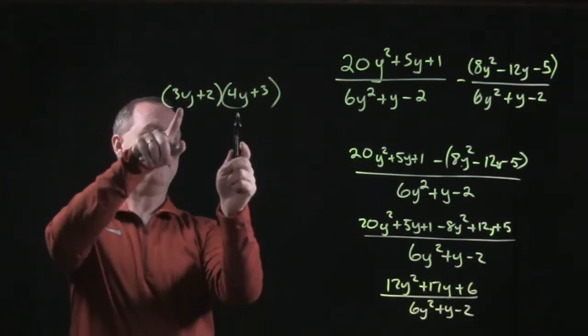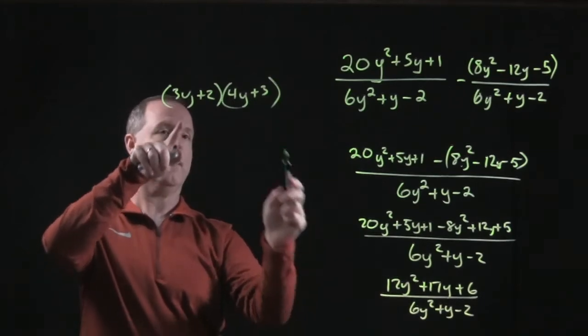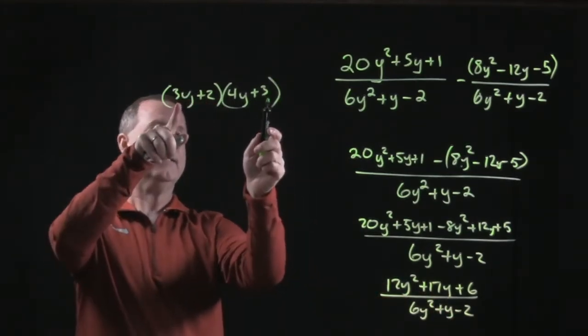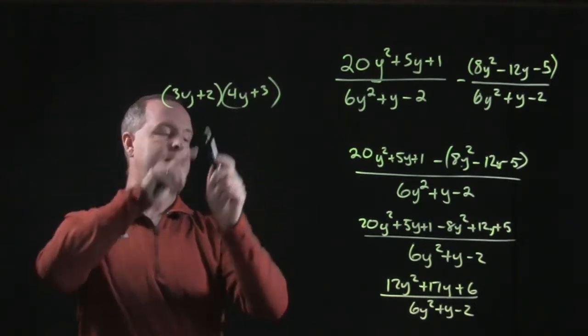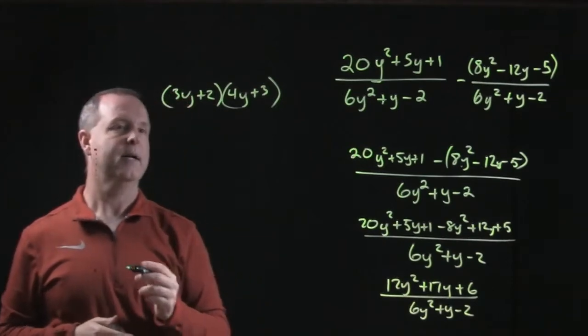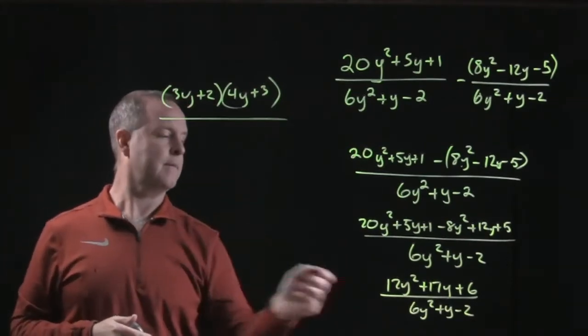Let's just double check. First times first makes 12y squared. Last times last makes 6. Collecting the outers and the inners, 9 plus 8 makes 17y, so that is correct.